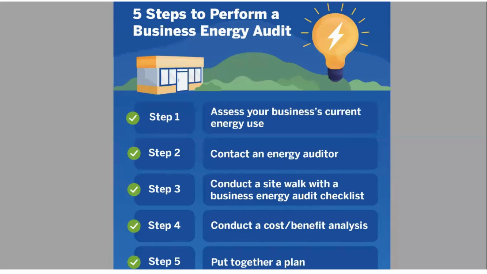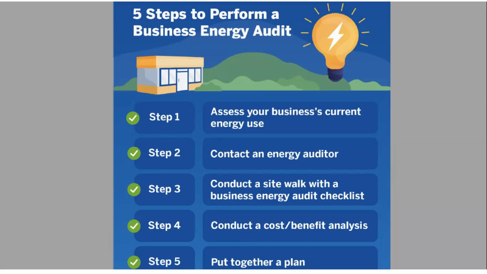So finally, 5 steps to perform a business energy audit. The first step is to assess your business's current energy usage. You have to assess what your requirement is and how much you are using right now. Step 2 is contact an energy auditor. Nowadays you will get government auditors as well as private auditors. You can contact the government organizations also.